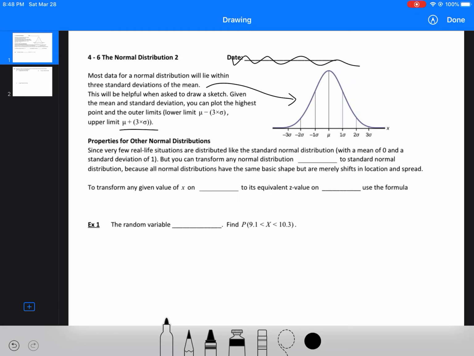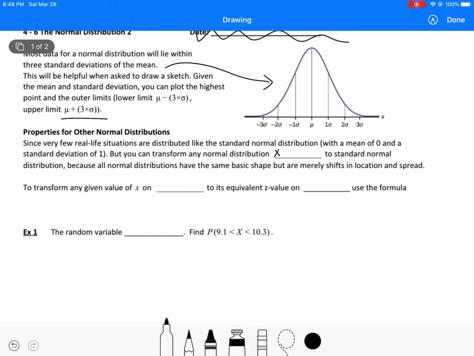Very few real-life situations are distributed like the standard normal distribution, with a mean of 0 and a standard deviation of 1, but you can transform any normal distribution, X ~ N(mu, sigma squared), to the standard normal distribution, because all normal distributions have the same basic shape, but are just shifts in location and spread.